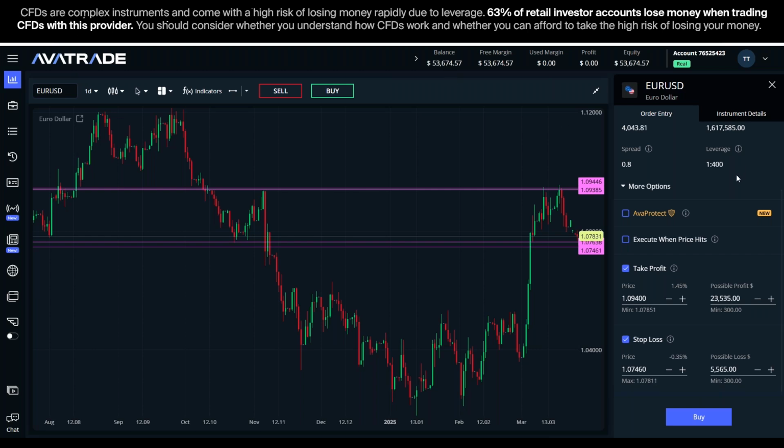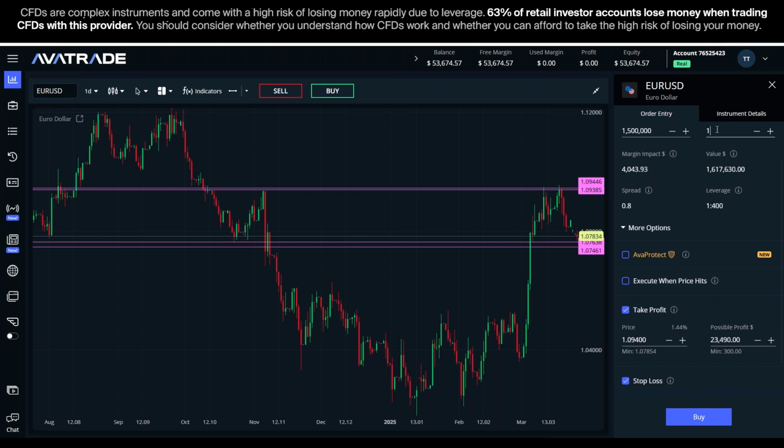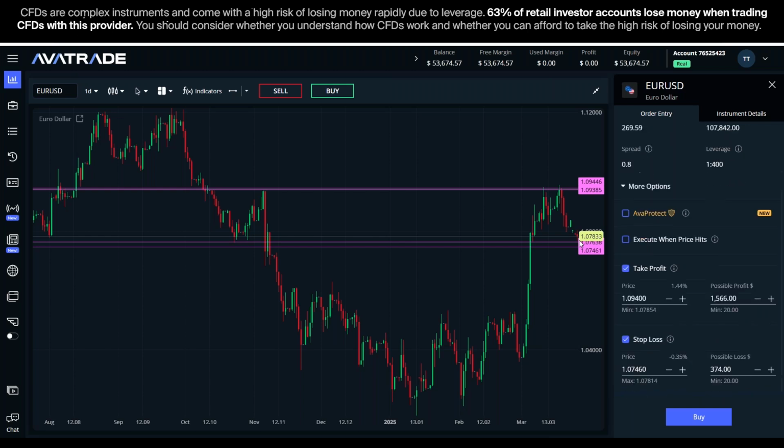So now I start to adjust the trade size because I want to risk the amount that I'm comfortable with on this technical setup. And so with one lot, I'm going after over 1,500 profit. I'm risking less than 400.